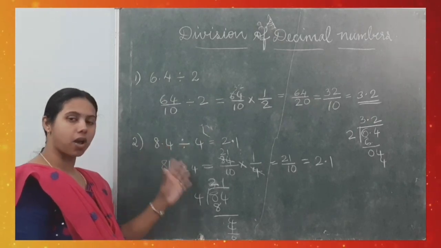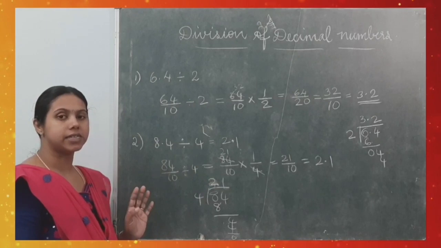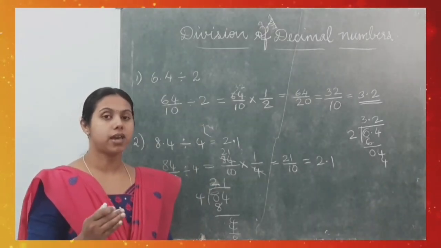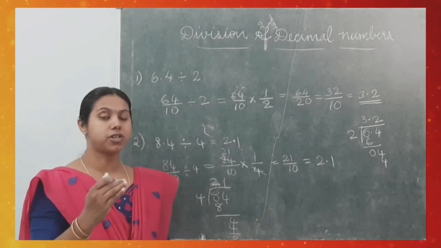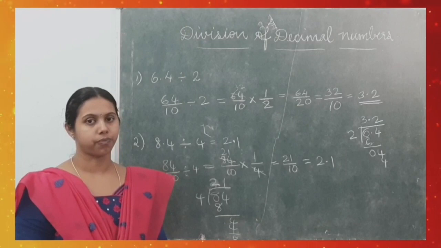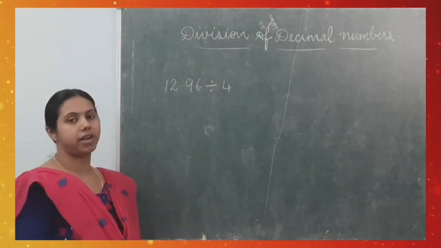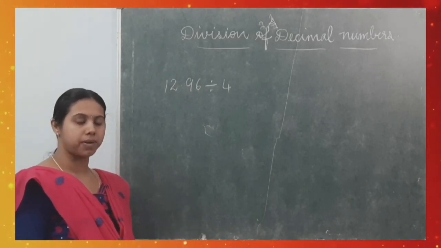Just divide them as a whole number and then put the decimal point in the quotient as in the decimal number. Note that here we consider only those divisions in which the remainder is 0. Next, 12.96 divided by 4. Divide them as a whole number.